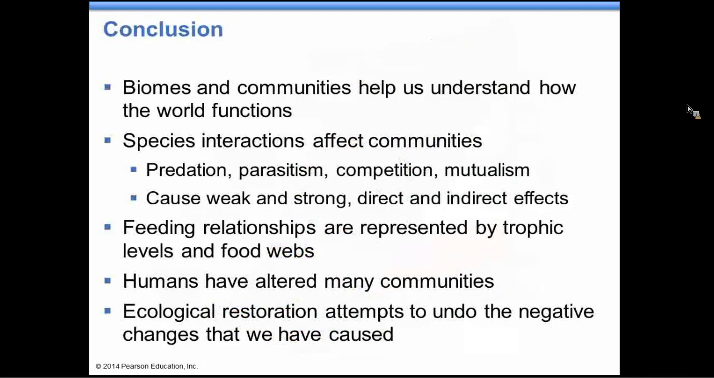So in conclusion, the natural world is very complex, and we can visualize it in many ways and at various scales. And dividing the world's communities into major types or biomes is informative at the broadest geographic scales. Understanding how communities function at a more local scale requires an understanding of how the species might interact with one another. And increasingly, humans are altering communities. And ecological restoration attempts to undo the negative changes that we have caused in response to us altering these many communities. So that's going to be it for lecture 4.